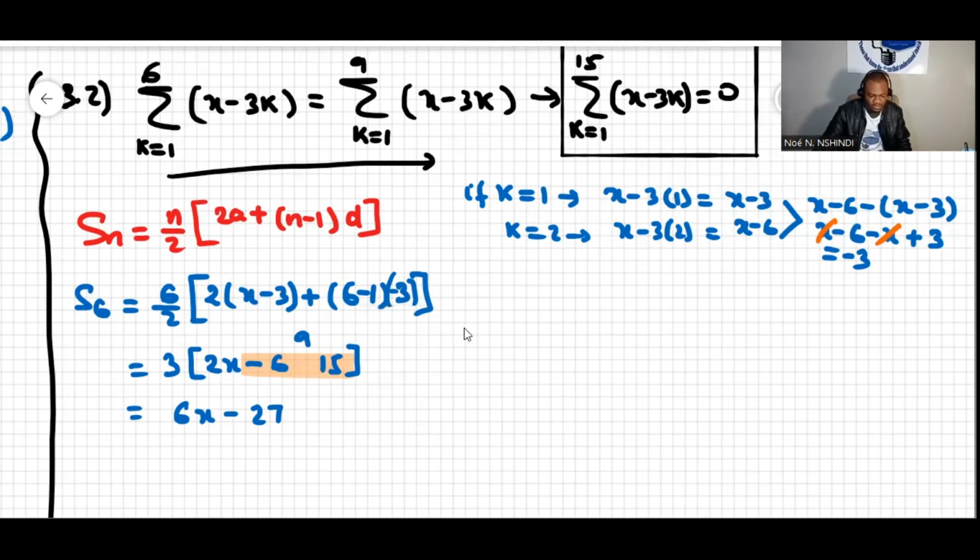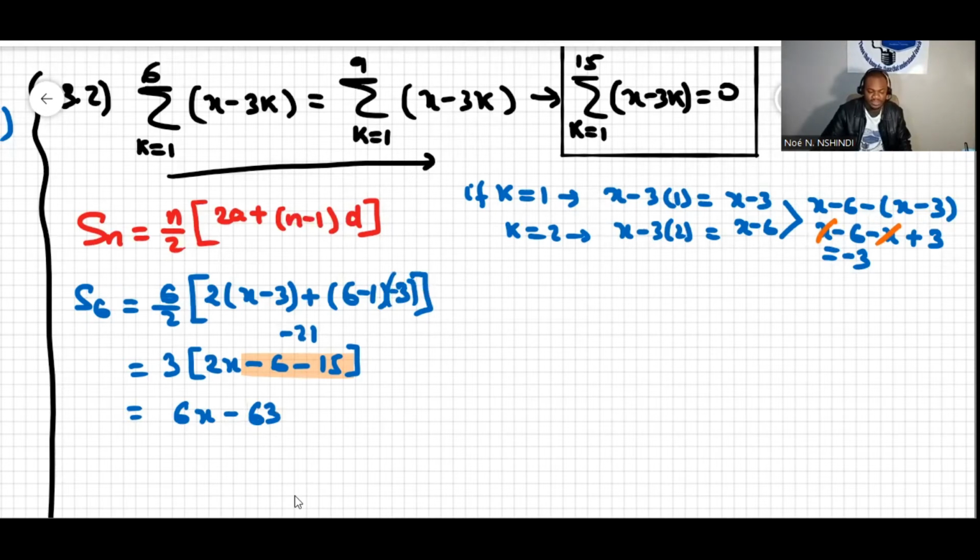It's a minus, because 5 times negative 3 makes negative 15. So negative 15 there, and then negative 6 minus 15 is equal to negative 21. So that makes negative 21. Now 3 times negative 21 is negative 63. So the first part here is negative 6x minus 63.